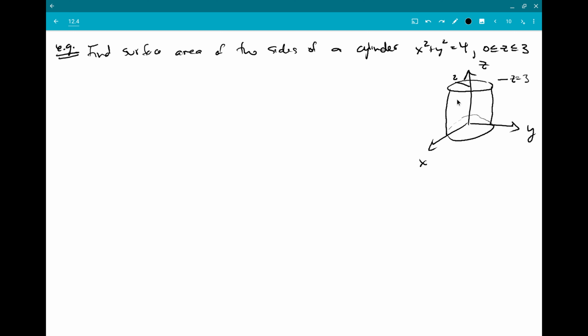And I know that you could go ahead and calculate that yourself. You would find the circumference of the circle, multiply it by the height of the cylinder, and you would get your answer. But we're going to do this a more complicated way to practice new skills.